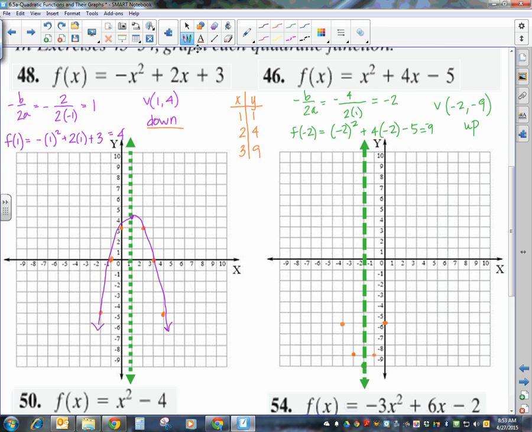Oh, you know what, guys? I went too far down. Let me start that over again. This is -9 right here. The bottom is -10. Maybe I should put that in a different color because it's kind of hard to see. There's my vertex, -2, -9.